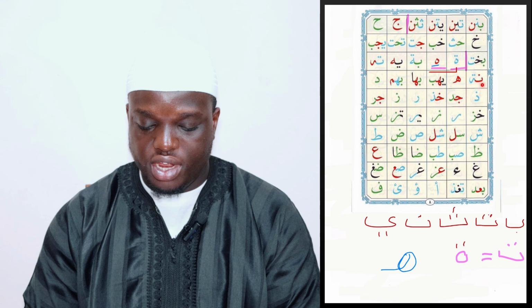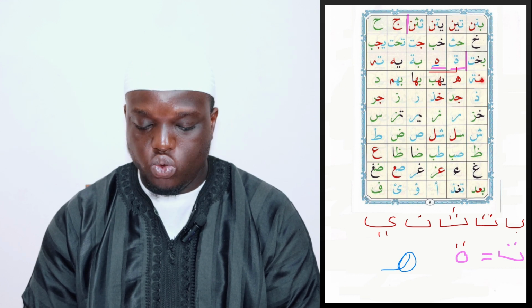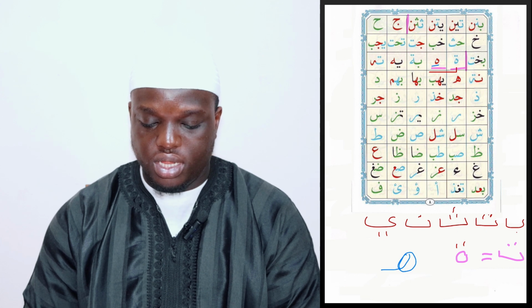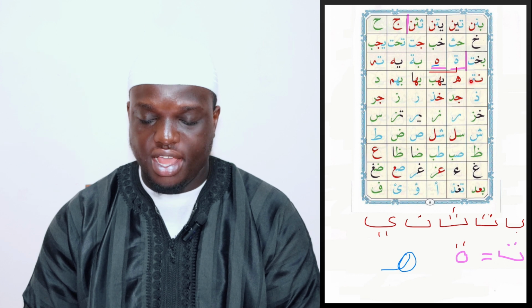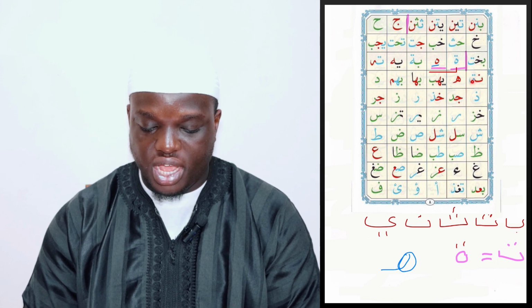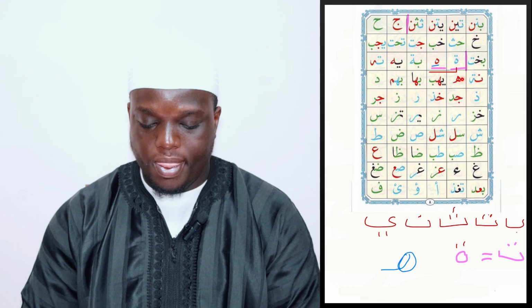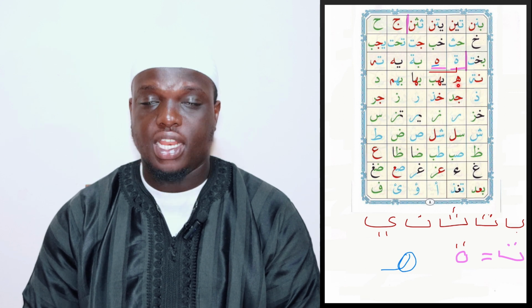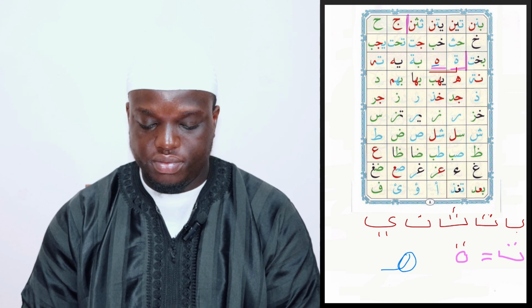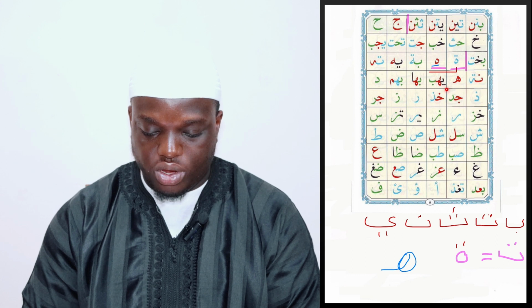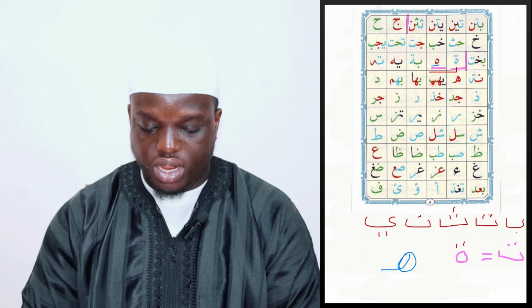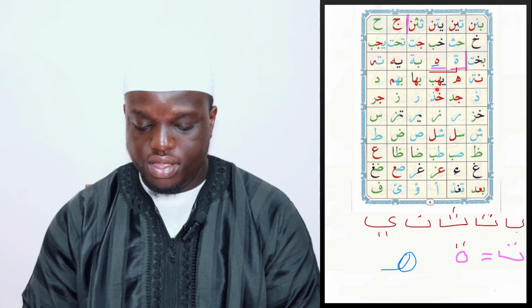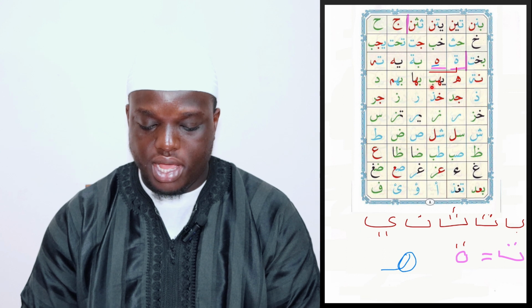We have this right here. What is this? One dot above is what? Noon. The next letter, two dots on top is what? Ta. So noon, ta, ha. This letter is what? Ha. So we have two dots below. Ya, ha. What letter is this? Ba. Ya, ha, ba.